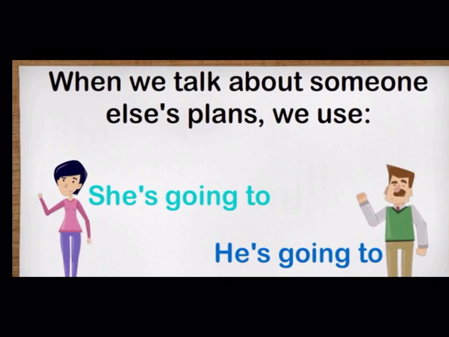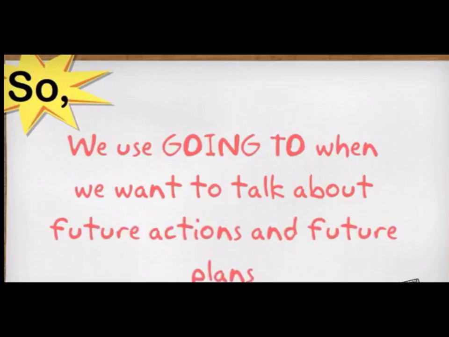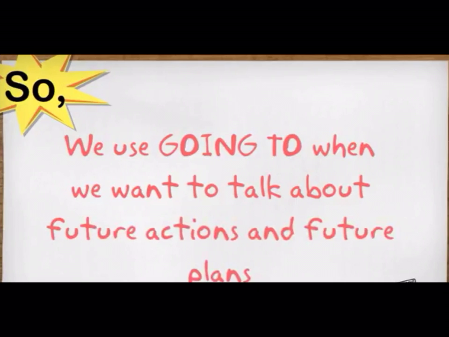When we want to talk about someone else's plans, we use she's going to, he's going to. Okay? For example, like we said, we use going to when we want to talk about future actions and future plans. For example, my mom is going to make me a delicious sandwich. Another example, my brother is going to go running tomorrow. Another example, they are going to eat pizza next week. So, basically, we use going to when we want to talk about future actions and future plans.